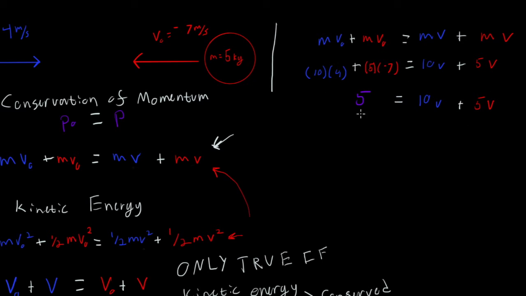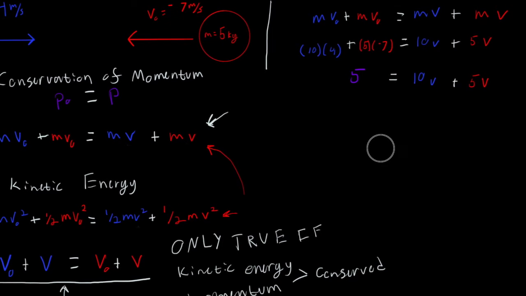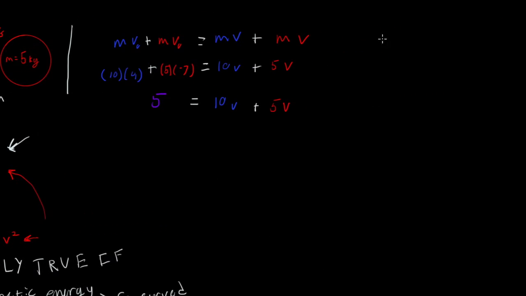So when I put all of these together, I get a value of 5. So let's go ahead and use the other equation to get something I can substitute in. Now this is a pretty simple equation to rearrange. Let's solve it for the red velocity so that I can substitute that in right here.